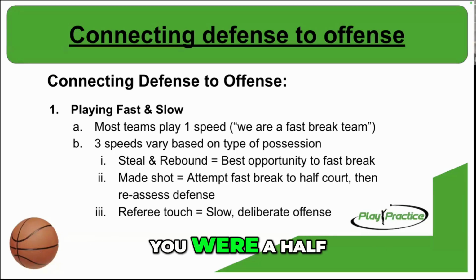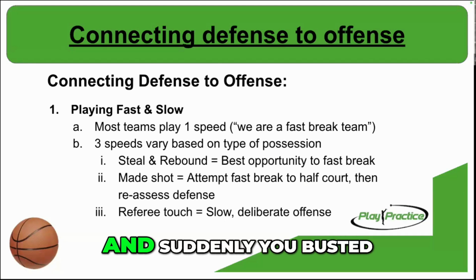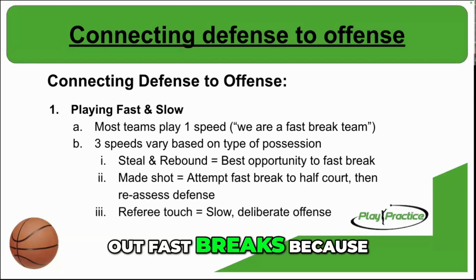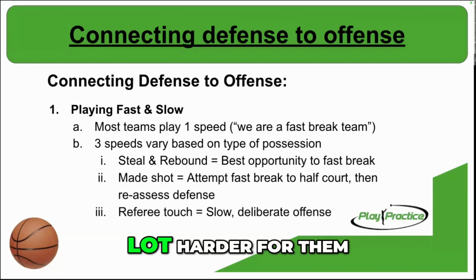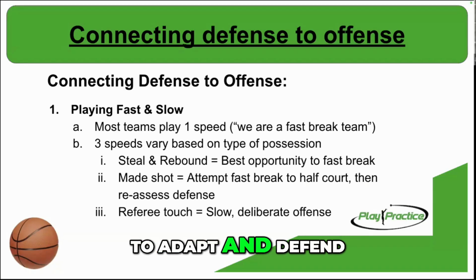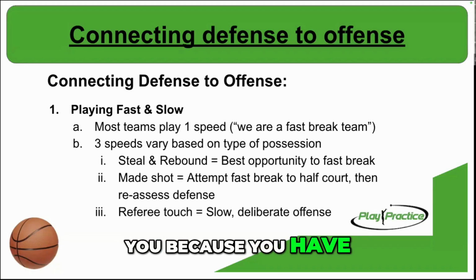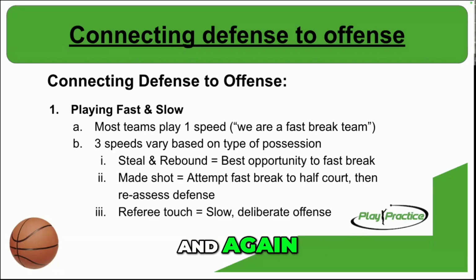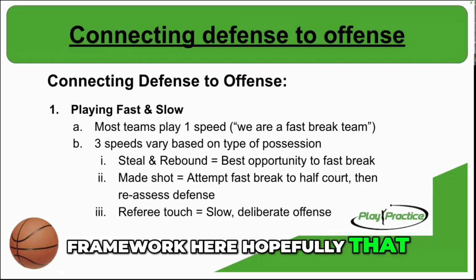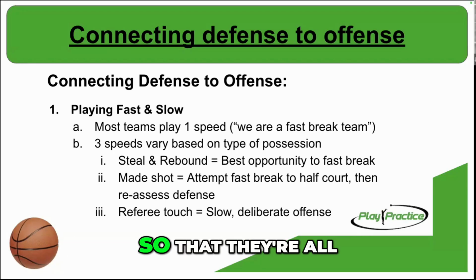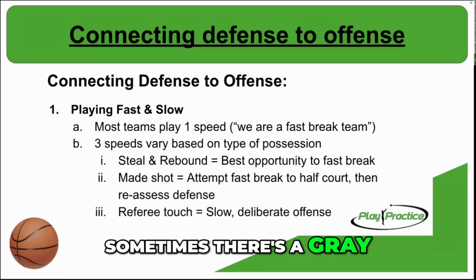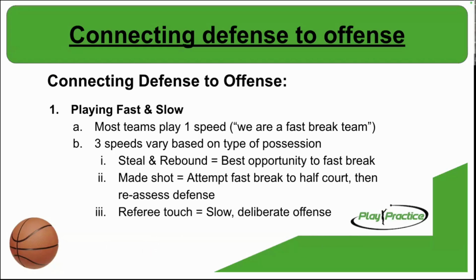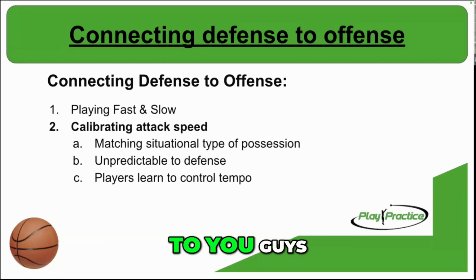Maybe they thought you were a half court set offense team, and suddenly you busted out fast breaks because you were getting some rebounds and steals. And it's just a lot harder for them to adapt and defend you because you have variable speed. And again, you have a simple framework here, hopefully, that your players can understand so that they're all on the same page of when it's time to go fast and when it's time to slow, and sometimes it's a gray area and it might be either or. Does that make sense to you guys?